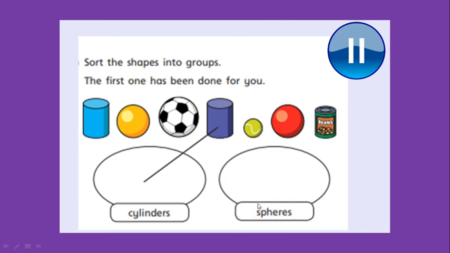And then this one here is a sphere. And sphere is a really hard word to say. My little boy calls it a sapphire. But it's a sphere, and it's a posh word for a ball. Okay, that's how you need to remember it. A sphere is a posh word for a ball. So what I need you to do is sort out the cylinders and the spheres and put them in the correct place. Have a good look which ones are spheres and which ones are cylinders. Pause the video and we'll have a check in a moment.